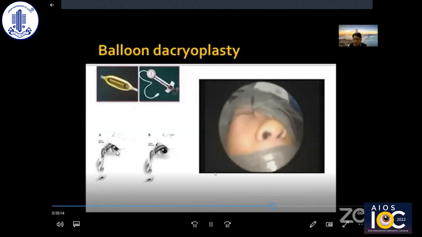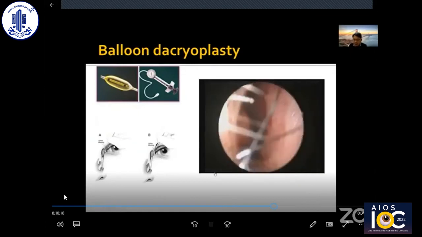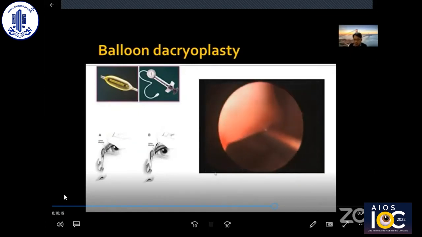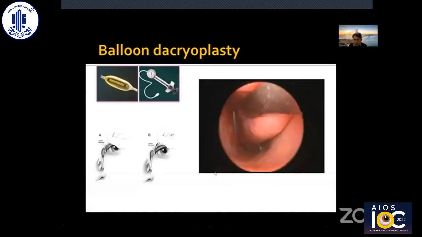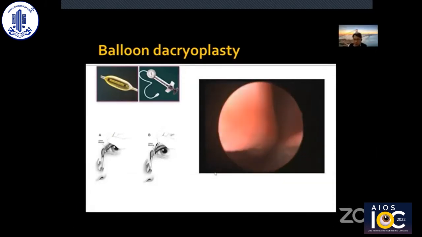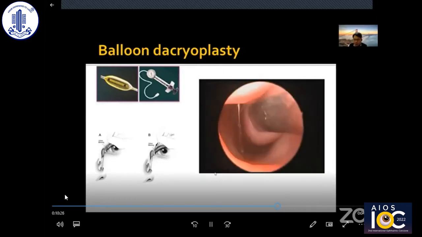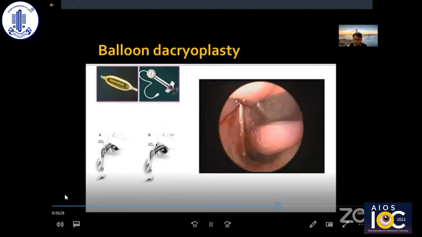Balloon dacryoplasty is another procedure that is very popular. And when I do balloon dacryoplasty, I also do it under direct endoscopic control. For the procedure, you do syringing, probe through the obstruction, put in the balloon, and position it. With direct endoscopic control, you can see the balloon situated nicely over the normal opening. Now saline is injected into the balloon to inflate it.